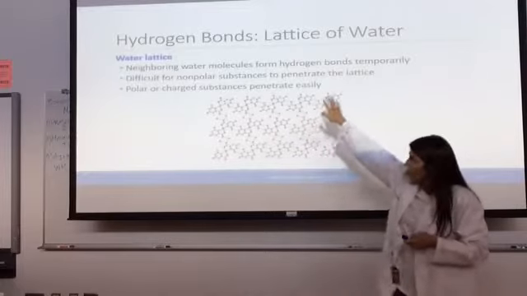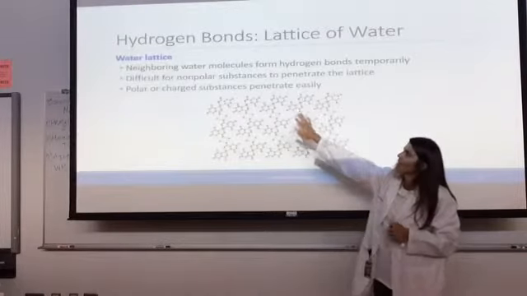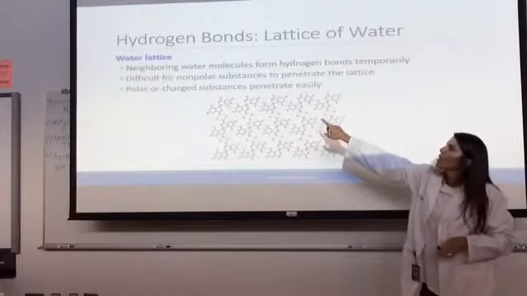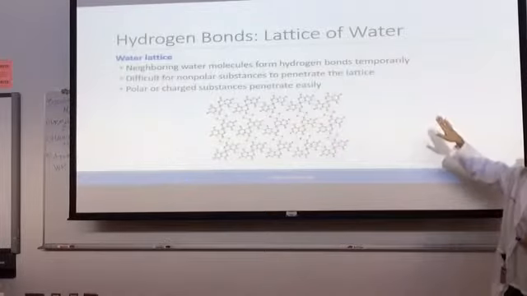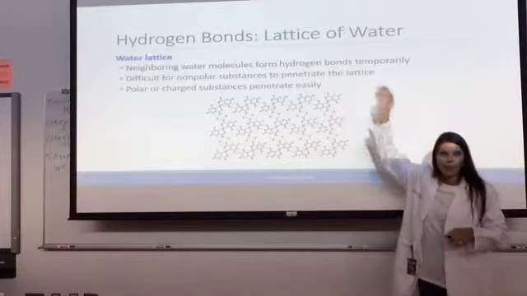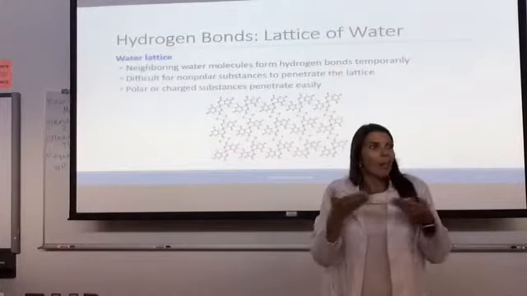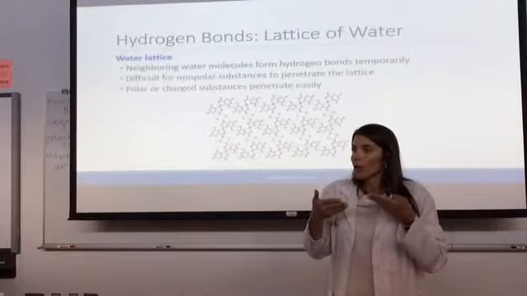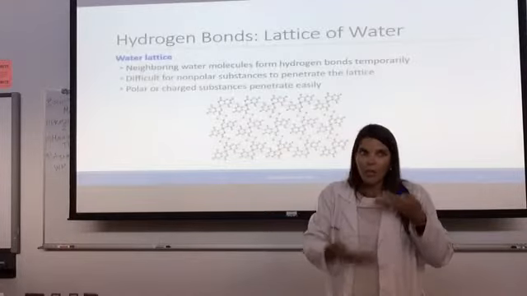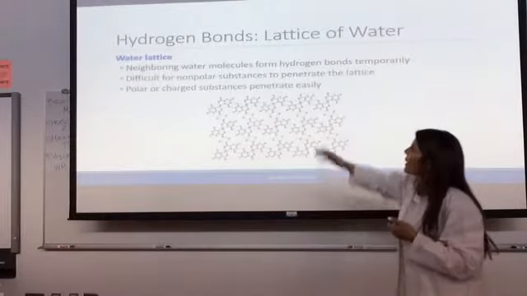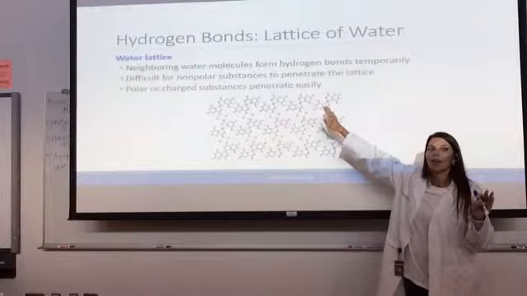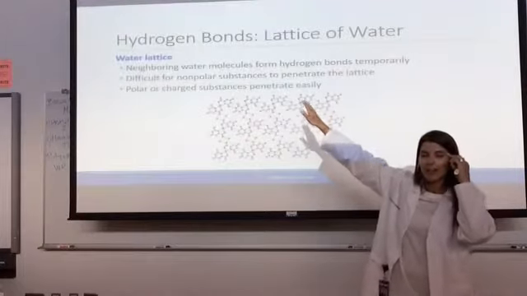Okay? So we have our water lattice. Here, it's describing the water lattice. It says that in a water lattice, neighboring water molecules form hydrogen bonds temporarily. What does that mean? Yeah, they're not there permanently. Like these two water molecules are not going to stay together forever. It's just temporary.